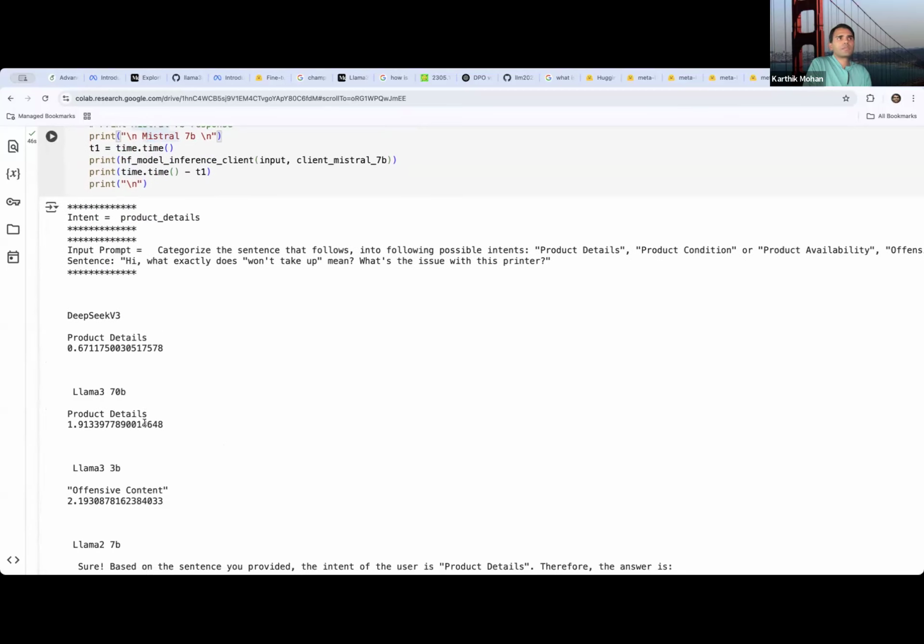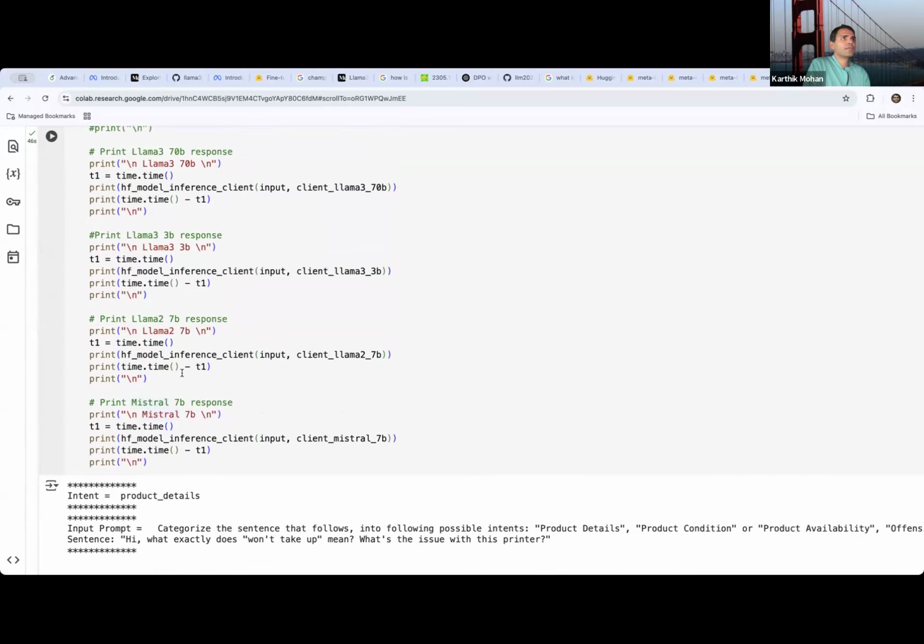So let's look at some examples, and then we can use the last 15 minutes to do the in-class coding, which is basically this notebook with one exercise, right? So what exactly does won't take up mean? What's the issue with the printer? DeepSeek V3 says it's product details, which is correct. Llama 3 70 billion says it's product details, which is correct. Llama 3 3 billion, for some reason, says it's offensive content. And I'm not sure why.